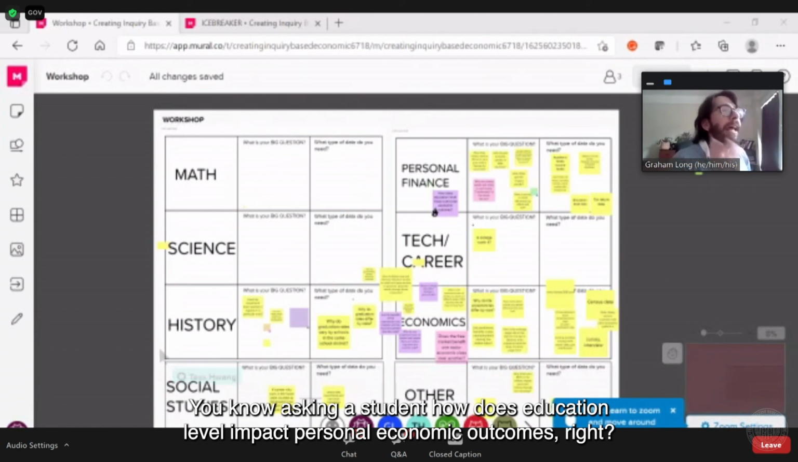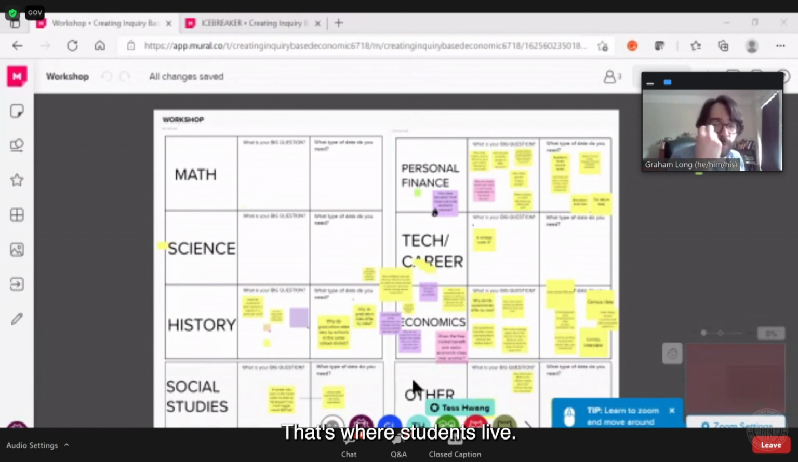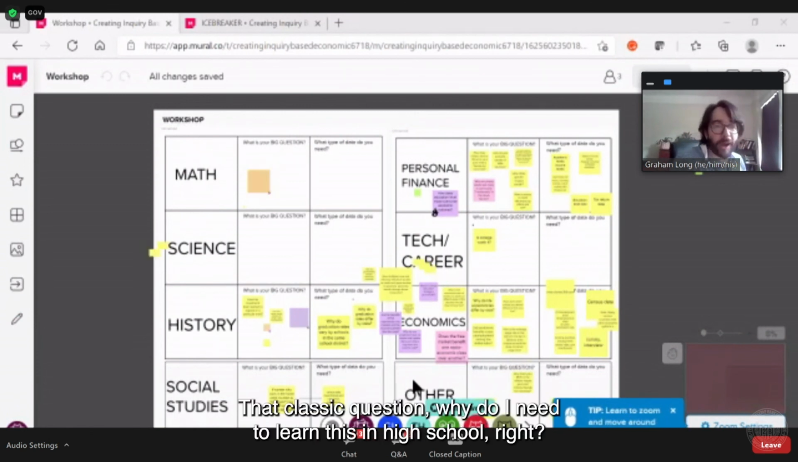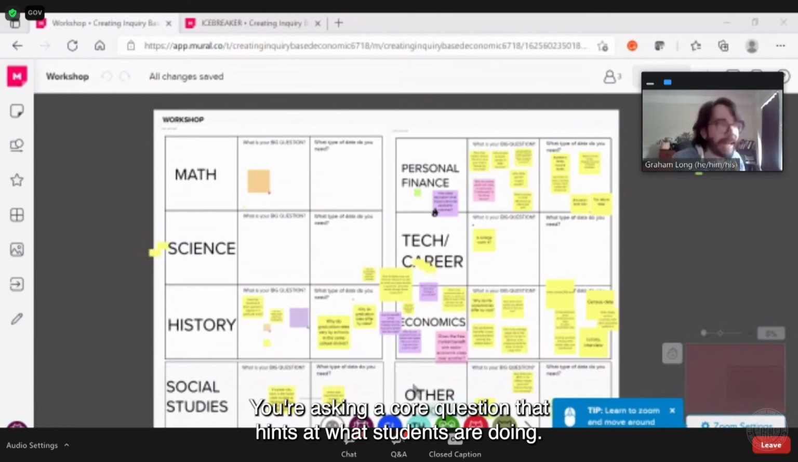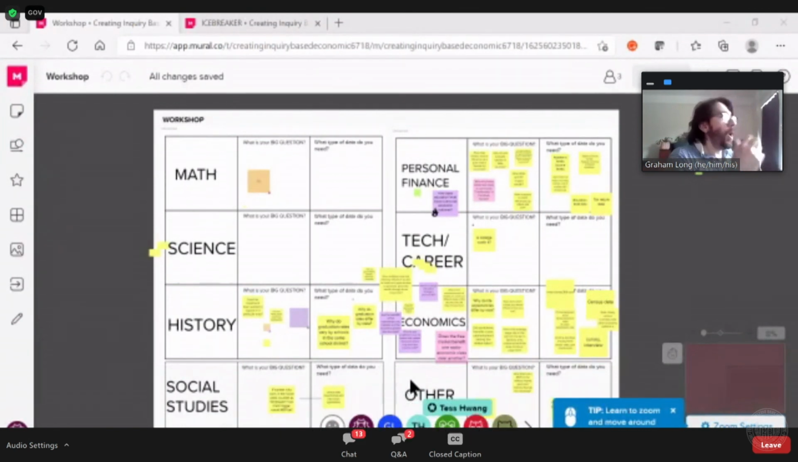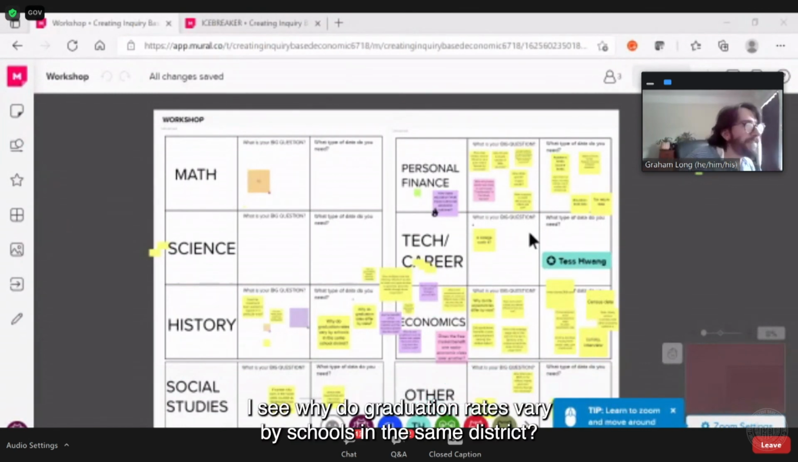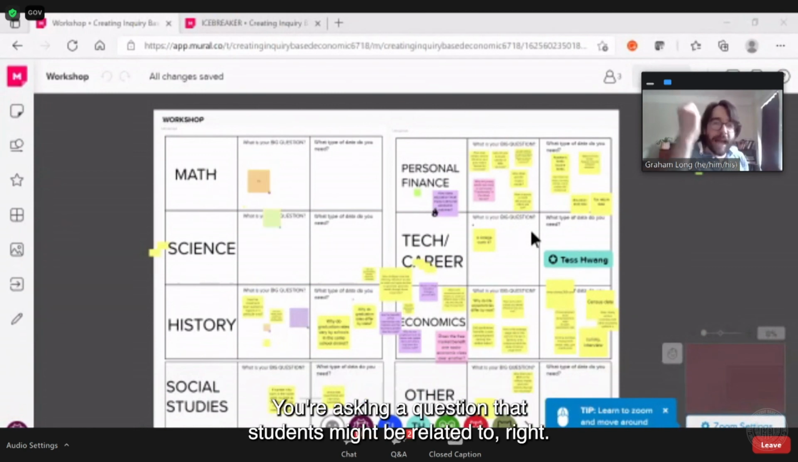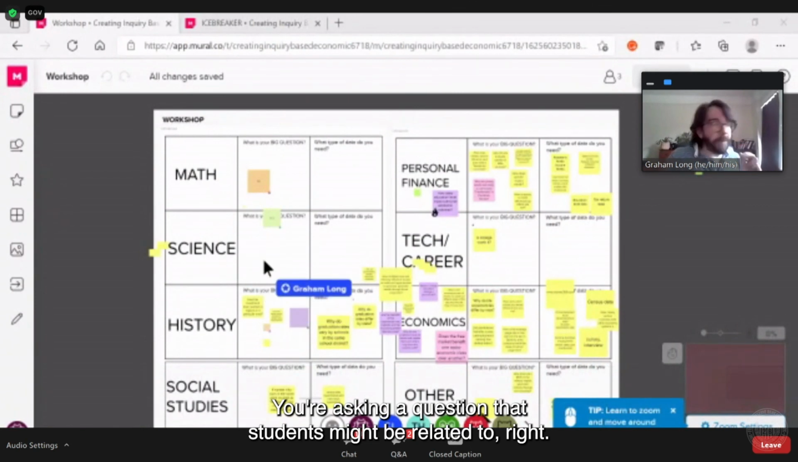Asking a student, how does education level impact personal economic outcomes, right? That's where students live. That classic question, why do I need to learn this in high school, right? You're asking a core question that hits at what students are doing. I see, why do graduation rates vary by schools in the same district? You're asking a question that students might relate to, right?